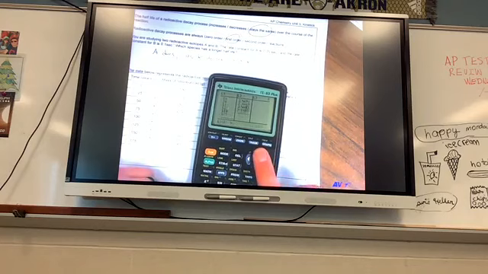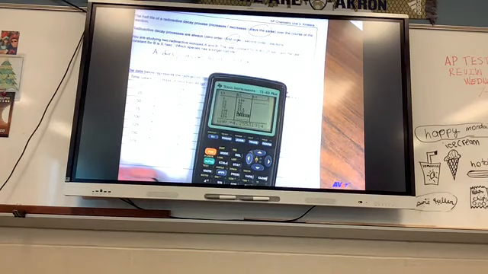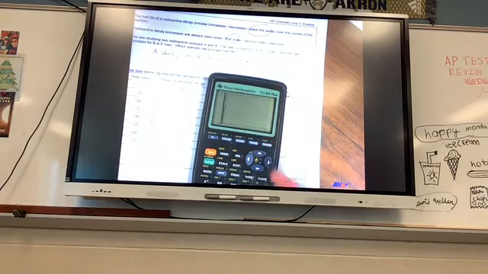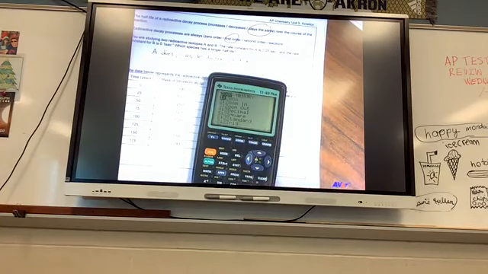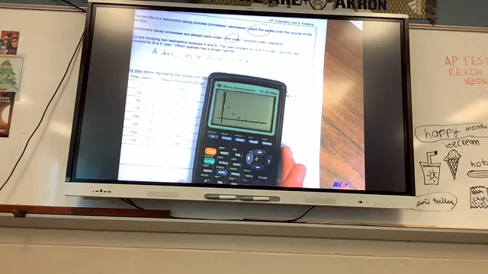Over here, on list 2, I have 100, 50, 25, 12.5, 6.25, 3.13, 1.56, 0.781. Graph. Zoom 9. Oops. Graph. Just graph. I seem to go to zoom 9. Oh yeah, that's a nice decay series.